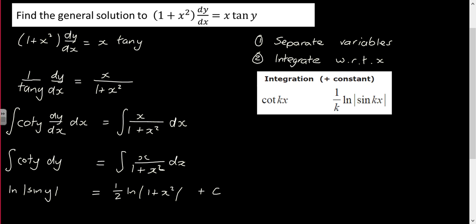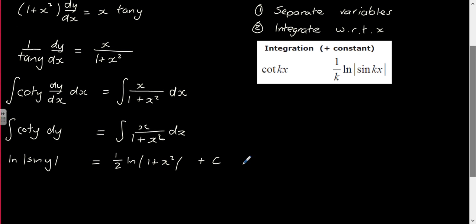Now there's something to look out for here. Although there is a set method for differential equations, you still have to use your intuition, your maths knowledge to try and think a couple of steps ahead. And what I'm thinking here is this plus c on the end. Well, the rest of the equation is in terms of natural log. So it makes sense to say, instead of plus c on the end, and the rest of it remains the same, instead of plus c, I'm going to write natural log k.